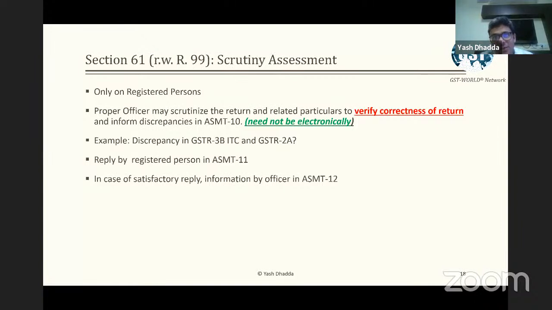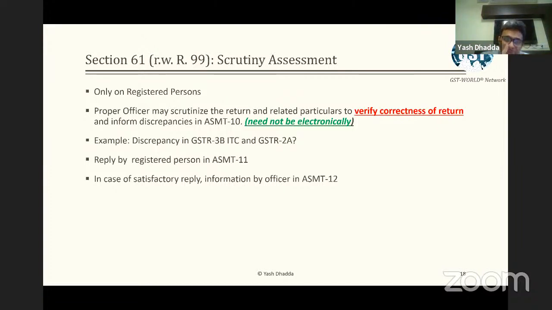Now, what is correctness of the return? That is not defined. But generally what is understood is correct. First, factually correct. Second, correct in accordance with the provisions of the law. That has to be what we call as correct. So there should not be any factual inconsistency in the return. I'm sure he should have that particular information. Kyun wo keh rahe that there is a factual inconsistency.